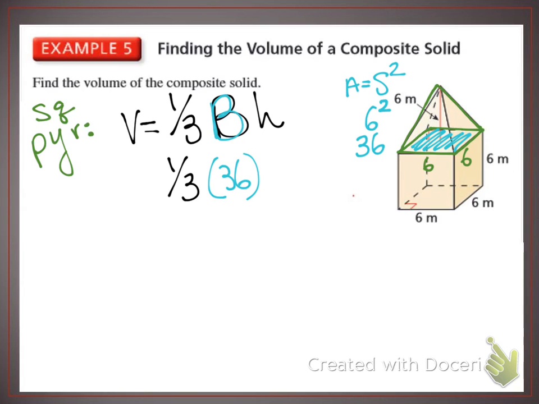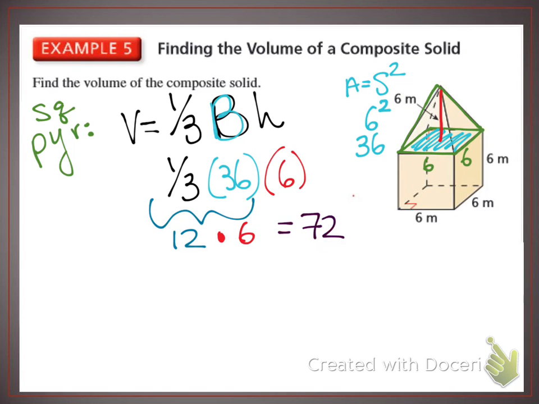And then the height of the pyramid. So just the pyramid. 6. You could do 1/3 of 36, which is 12. Times 6, you're correct. So drop down that 6. 12 times 6 is 72. So that's the first portion. I usually highlight it so I can find it later, because we're going to do more math.